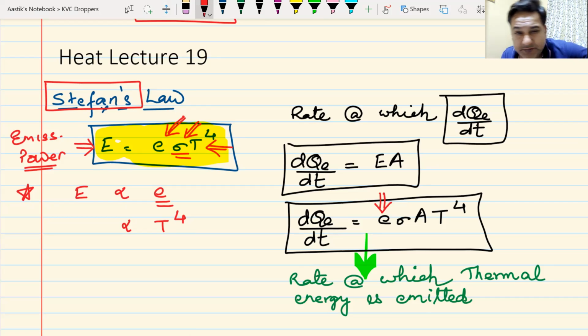It depends on the type of body that we are dealing with. If it is made up of copper, it will be different. If it is made up of silver, it will be different. If it is made up of any other alloy or any other metal or any other element, it would be different. Sigma is a constant, so this remains a constant. A means the surface area of the body. That means the emissive power is proportional to the surface area. More the surface area, more is the emissive power. Less the surface area, less will be the emissive power.